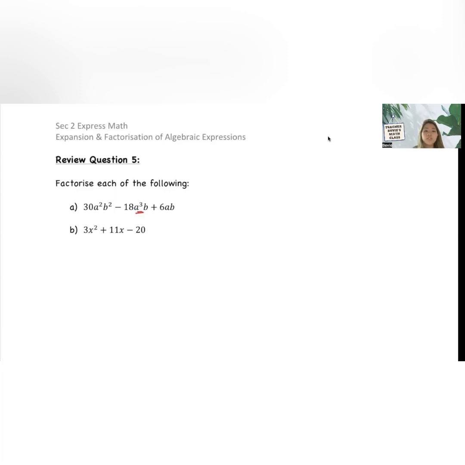So for this, I usually start off my factorization with my most common and basic method, which is extracting of common factors. So let's just take a look at the numbers first. I'll focus on 30, 18, and 6. Common number to pull out between 30, 18, and 6 would be a 6. All right, so I'm left with 5a squared b squared minus 3a cubed b plus ab. Okay, take note, I did not touch my algebra at all because I'm just working on my numbers for this first step. But of course, I'm not done with the factorization yet.